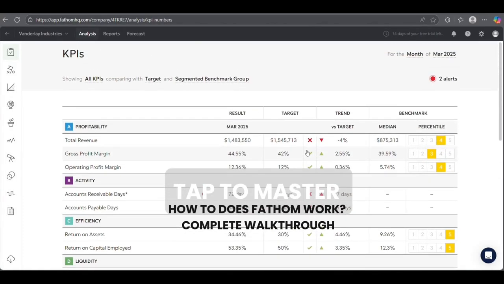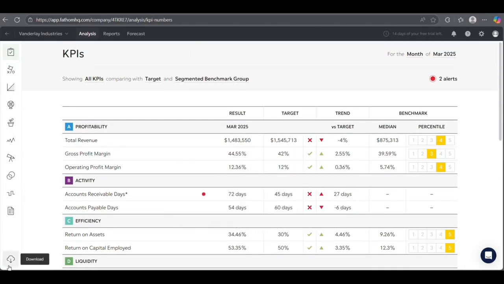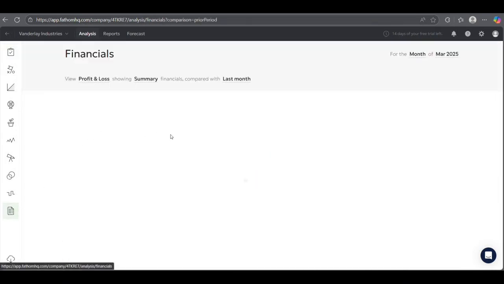Hey everyone, today we're going to be diving into Fathom and how it works for tracking and analyzing your business performance. So, if you're trying to make sense of financials really quickly, this one is for you.